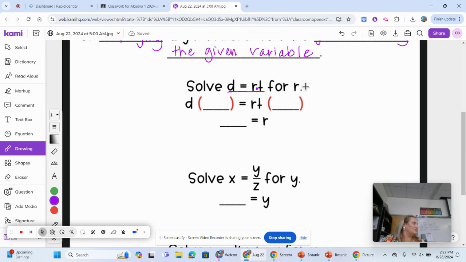What you want to do is solve for r. So whatever you are trying to solve for, I want you to circle. So you're going to circle r because that's what you're going to get by itself. If you're circling r, that means you're going to move t to the other side. You're multiplying by t, so the opposite of multiplying would be dividing.